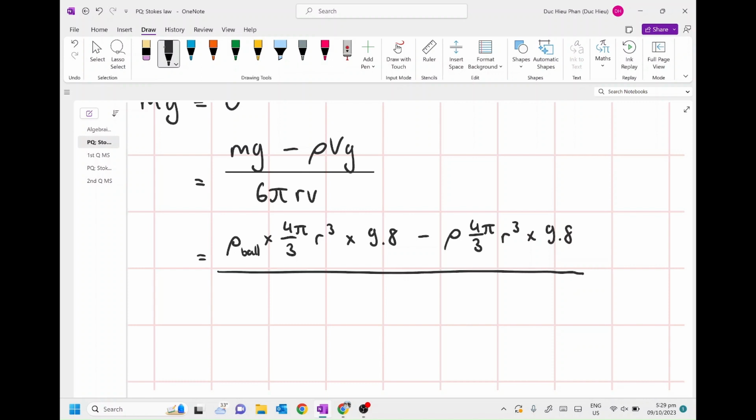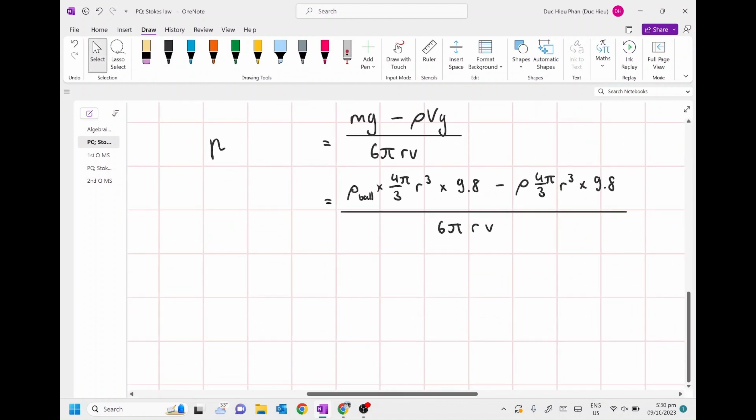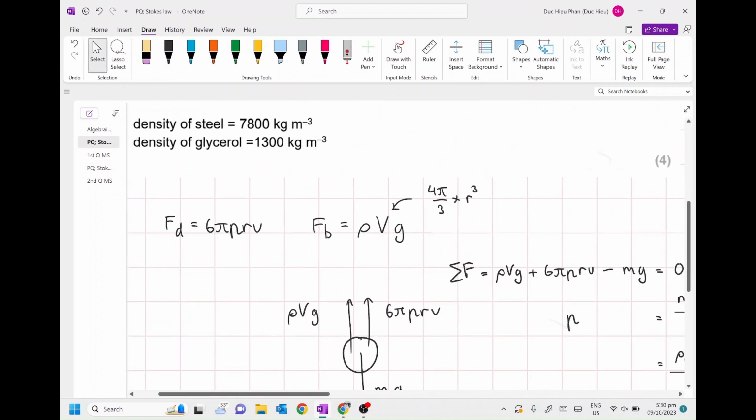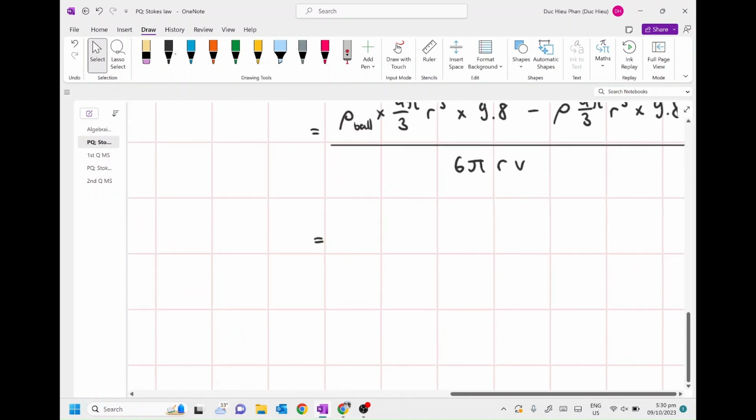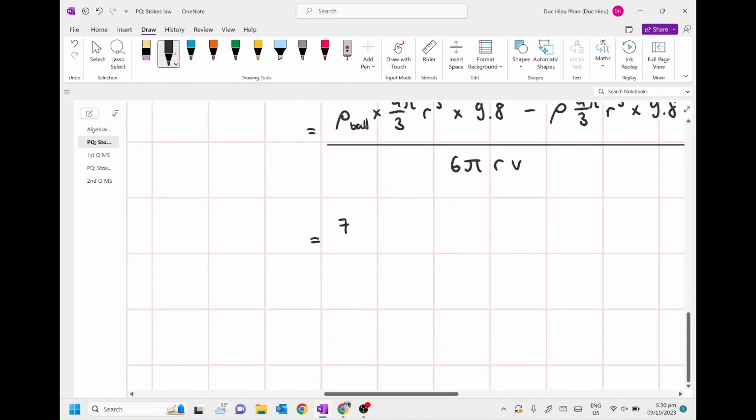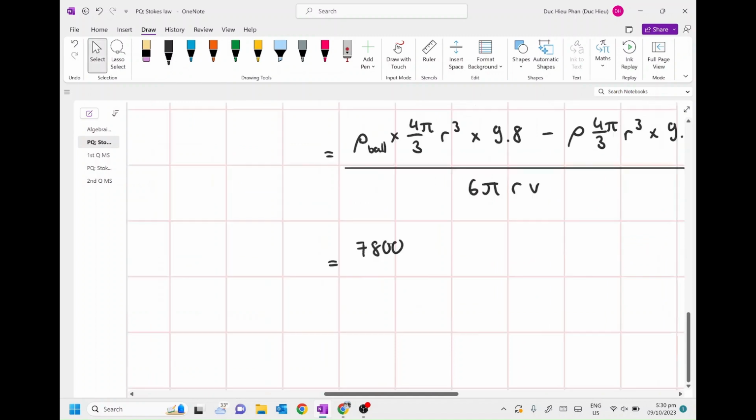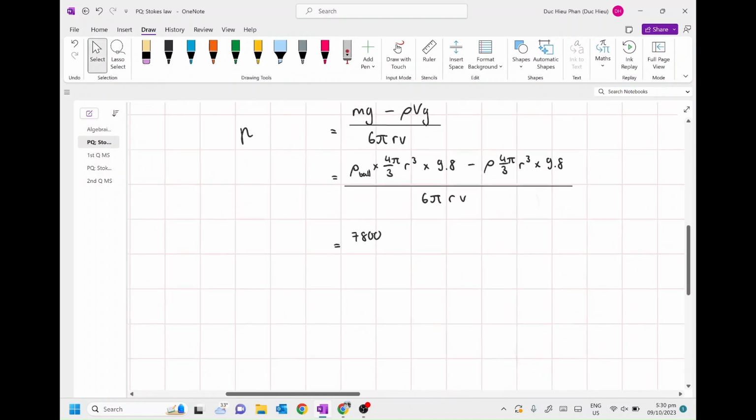This is all over what we had before, which is 6 pi times radius times velocity. And so now when we substitute the numbers in, the density of the ball is 7,800 kilograms per meters cubed. 7,800 kilograms, I believe. Yep.